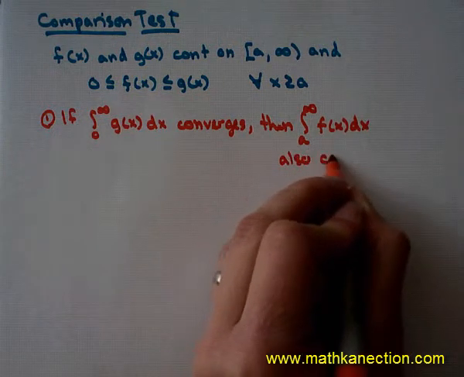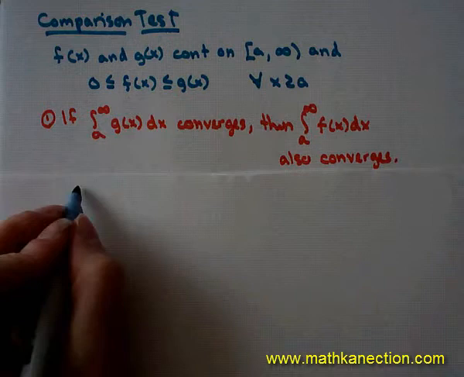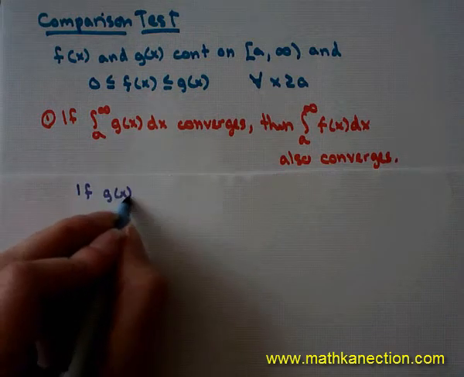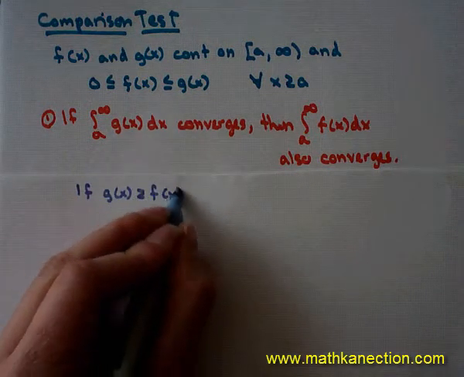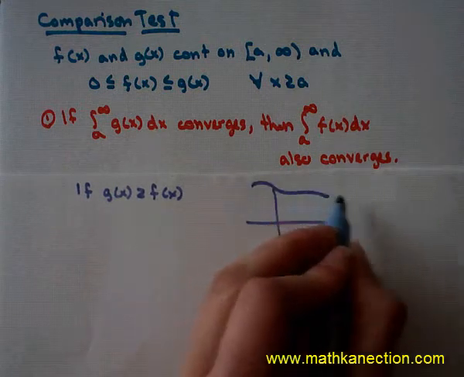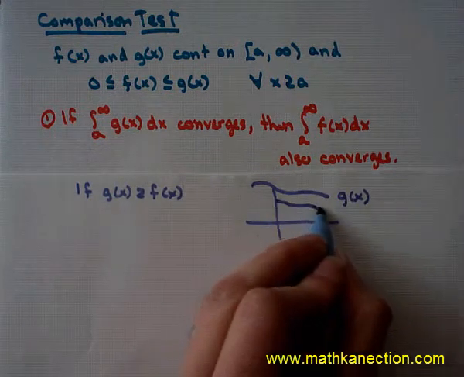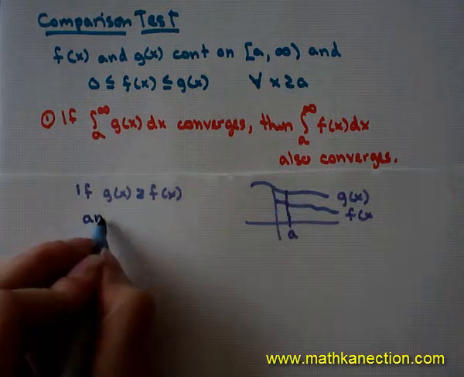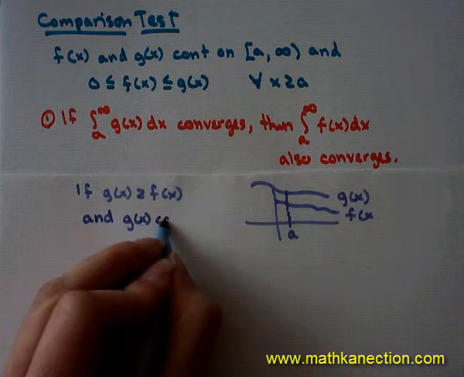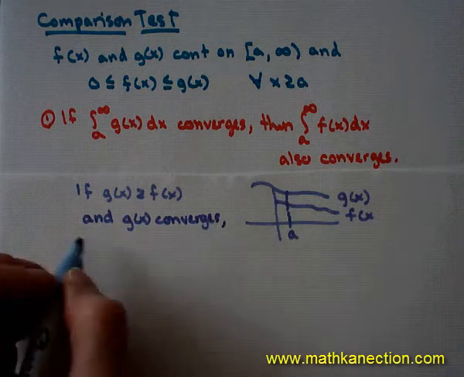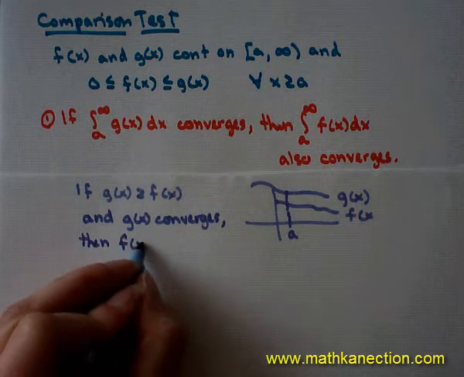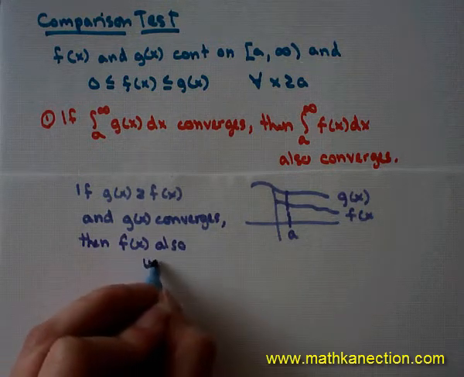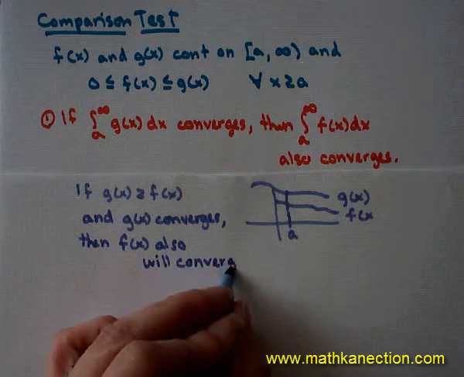So if g of x is a bigger function than f of x, so if g of x is greater than or equal to f of x, so to look at a sketch, you've got g of x, which is greater than the function f of x from a to infinity, and you know that g of x will converge to some number, then f of x will also converge to some other number.